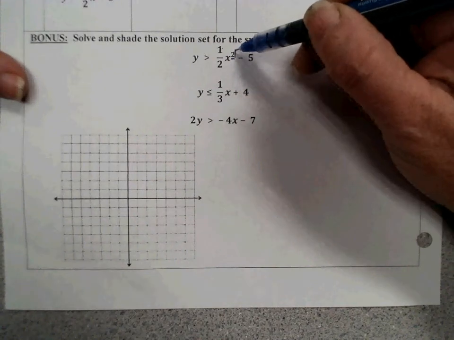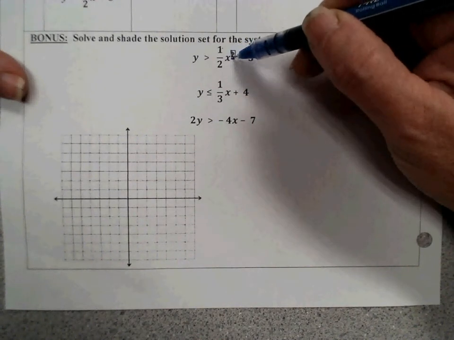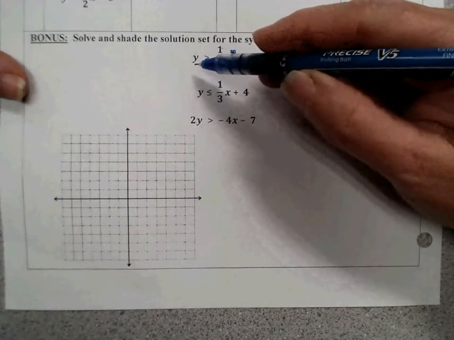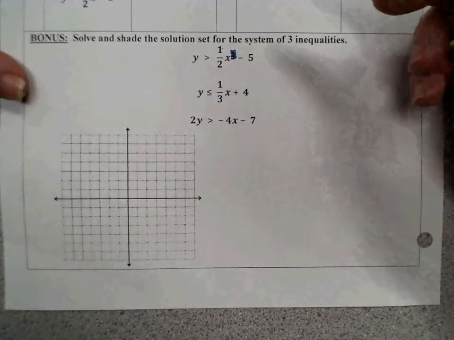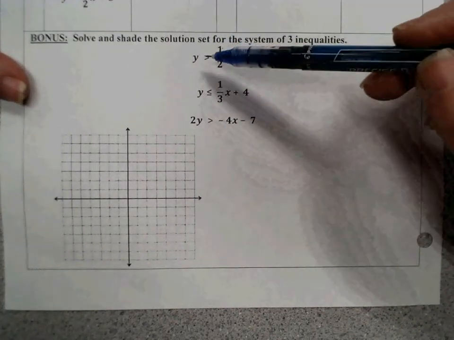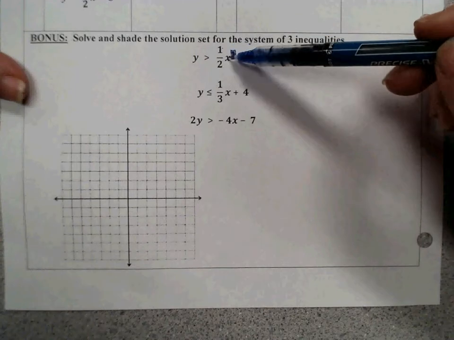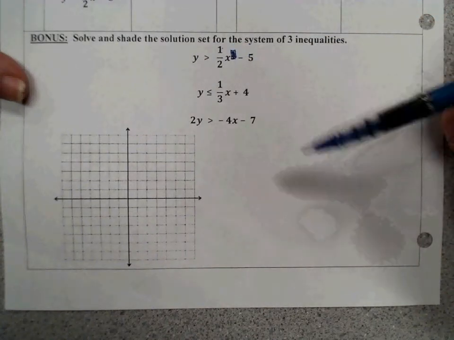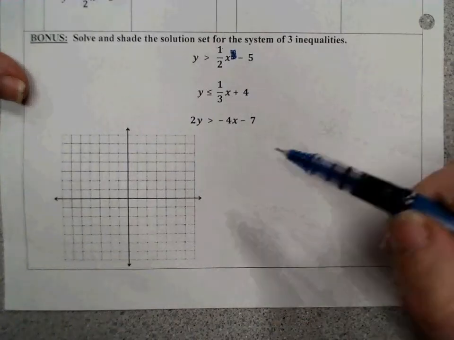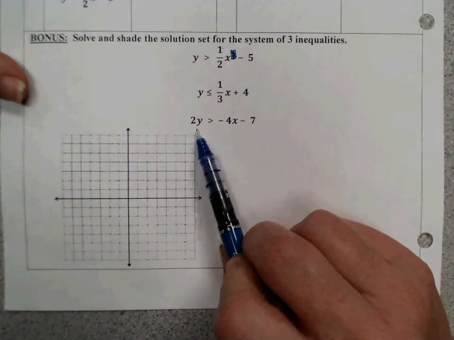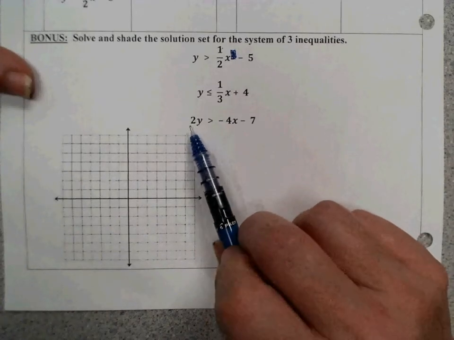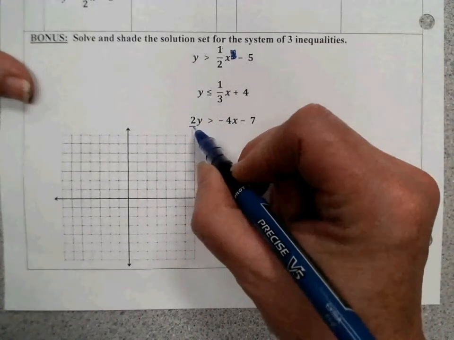Now there is a correction on this one. Somehow we got a little squared symbol on the X right here that doesn't belong. That's supposed to just be an X. So mark out that squared so that it goes back to a linear inequality. The good news about this is the y is already by itself, so it's in the y equals mx plus b form. Same for this one, y equals mx plus b. This one is not in the y equals mx plus b form, but it's real easy to make it be.